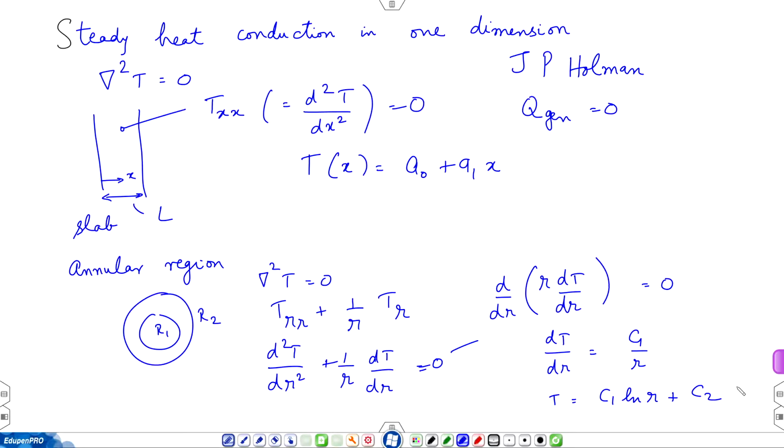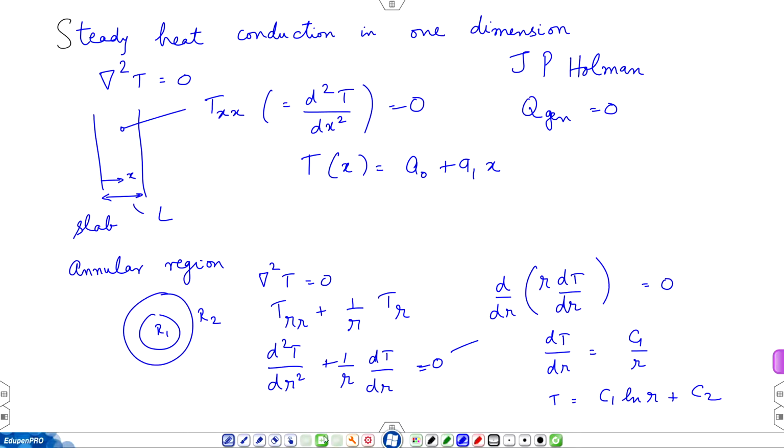Of course, if R equal to 0 is a part of the domain, then C1 has to be 0. So, in a solid cylinder, T is constant. The only permissible temperature distribution in a solid cylinder at steady state with no heat generation is T equal to constant, which is equal to the outside temperature, the boundary condition. So, these constants are to be determined from boundary conditions.